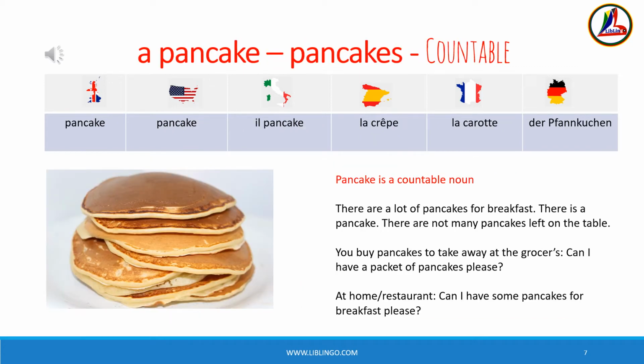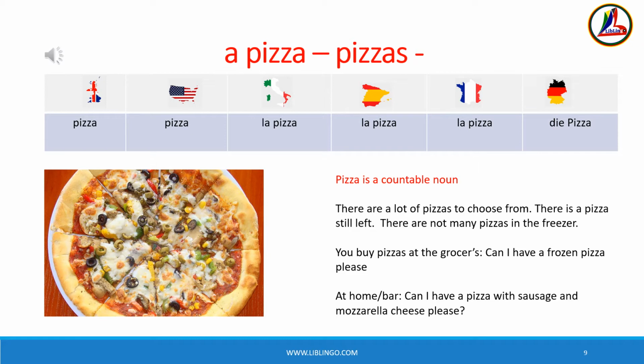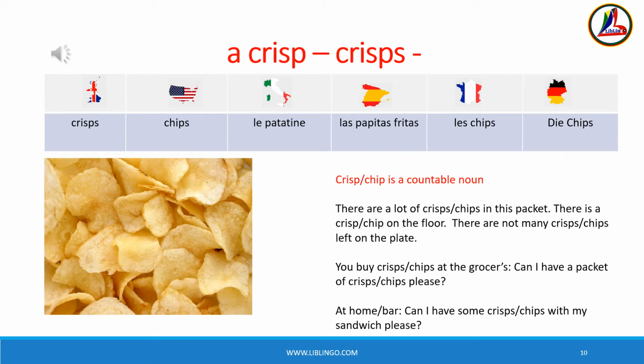A pancake, pancakes. A pea, peas. A pizza, pizzas. A crisp, crisps, or in American, chips.